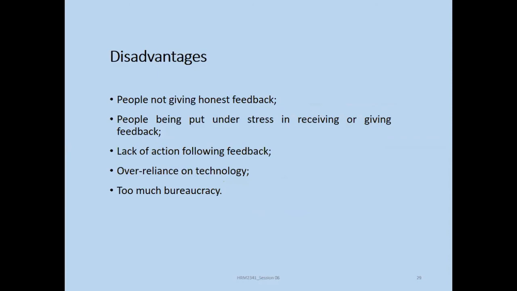If we seriously attempt to develop this system, but some people do not give honest feedback, the final result will fail. The feedback is the key component of the 360-degree method. People being put under stress in receiving or giving feedback. All the employees have the opportunity to receive feedback and give feedback. But some people are put under stress. They are careless. Lack of action following feedback.